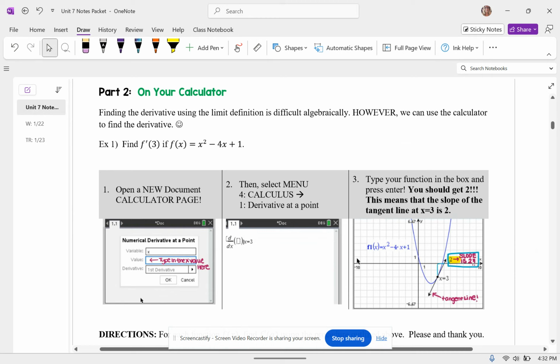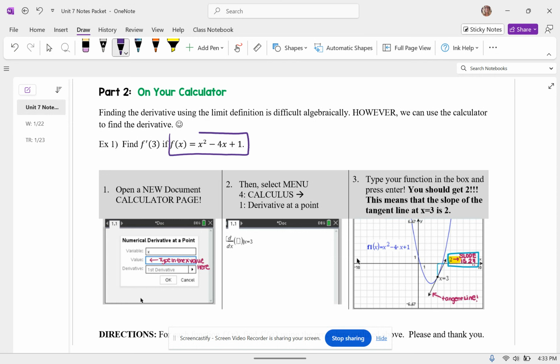Okay, so on our calculator, let's talk about derivatives. Finding the derivative using the limit definition is difficult algebraically. However, we can use the calculator to find the derivative if we want. So let's say we wanted to find the slope of this original curve here when x is 3. We would evaluate the derivative function when x is 3, and that will give us the slope of the tangent line when x is 3.